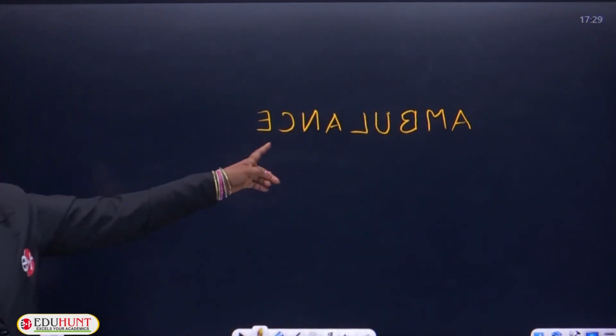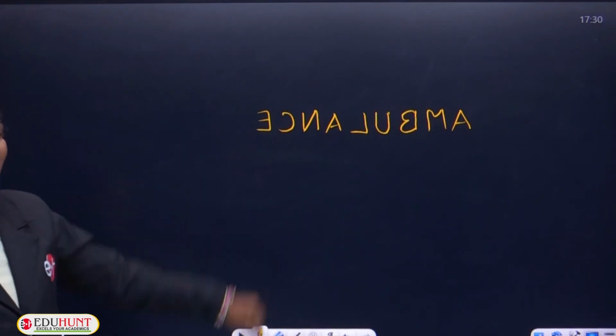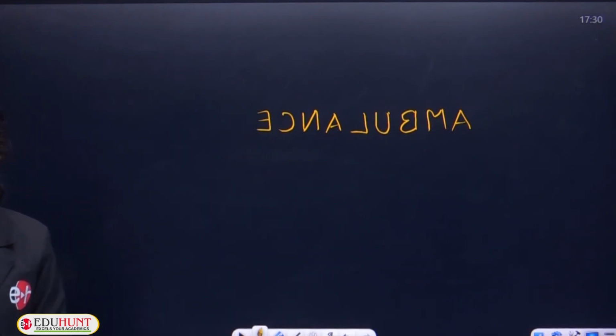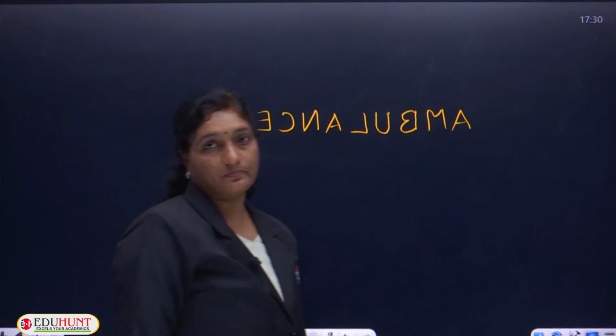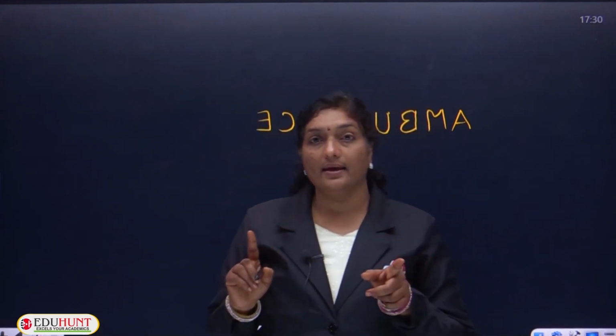Did you ever observe the letters on the ambulance? They will appear something like this. What is the reason behind this, children? Well, let me tell you the reason. So, generally, who will be carried by the ambulance?